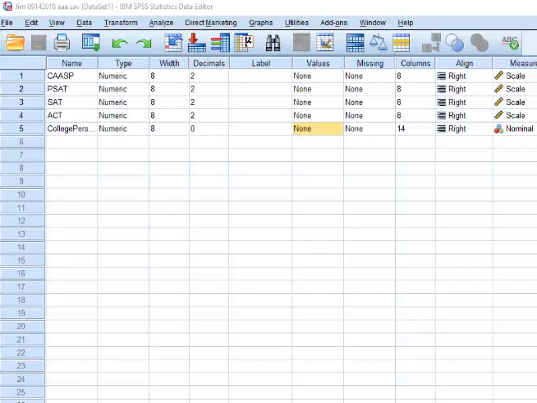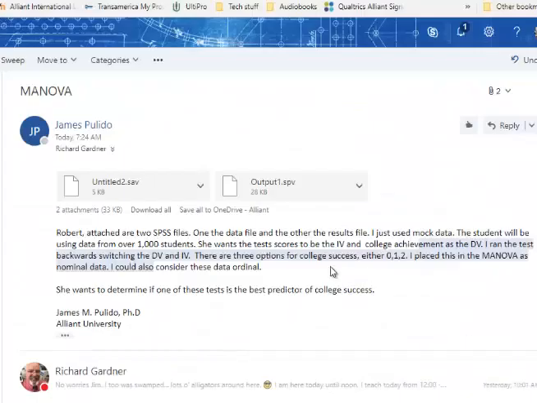Now, I reread your email, and it says that she wants the test scores to be the IVs and the college achievement, which is a 0, 1, 2, which I would consider a categorical variable, be the DV. If she wants to do that, that is a discriminant function analysis test. It's like the backwards of a MANOVA. It takes the test scores, the IVs, and it tries to predict whether that person will end up in the 0 category, 1 category, or 2 category. Again, that's a discriminant function analysis.